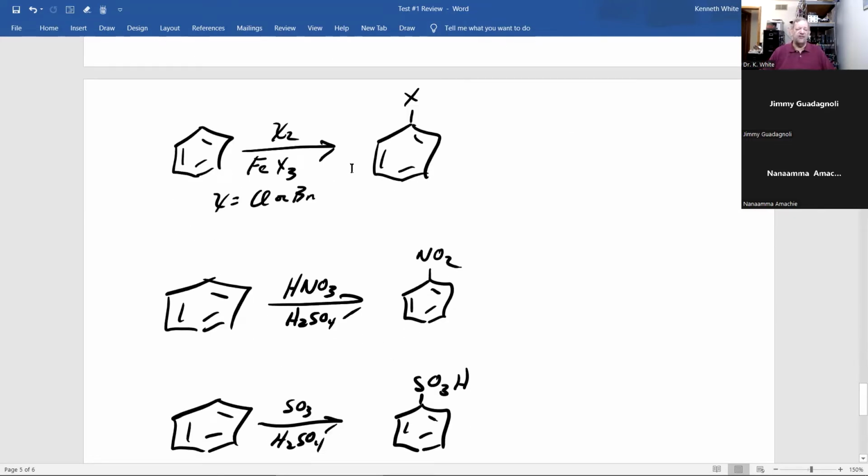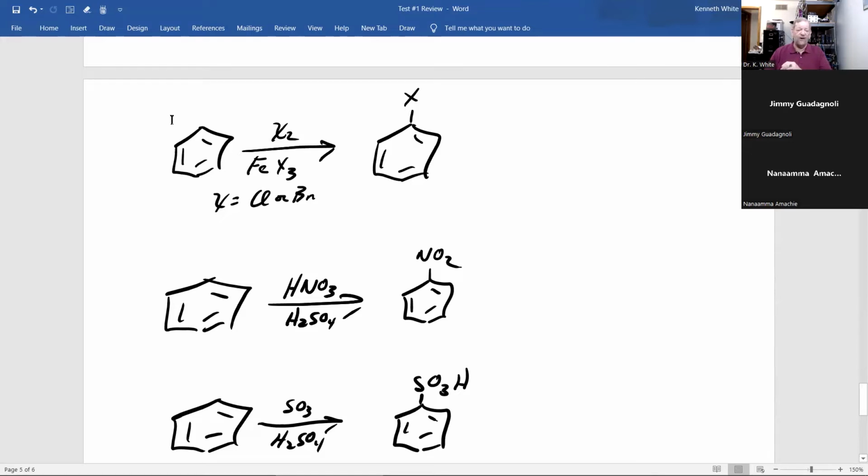Now, the reactions for benzene, and for this class, because I'm not teaching you directors, all the reactions on test one, also the final, dealing with aromatic compounds, will always start with benzene. Now, the first one is halogenation. Halogen gas, and you need a catalyst, ferric trihalide. And here in real life, this is chlorine or bromine. And you replace one of the hydrogens with a halogen.